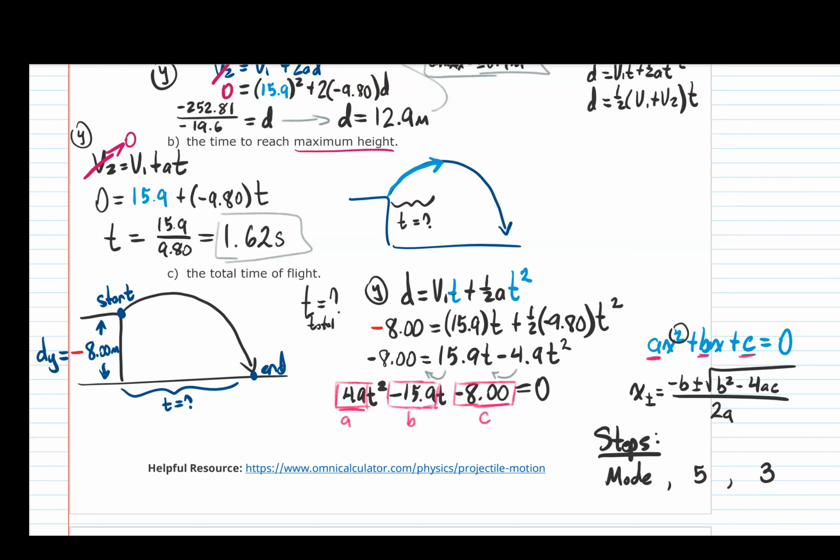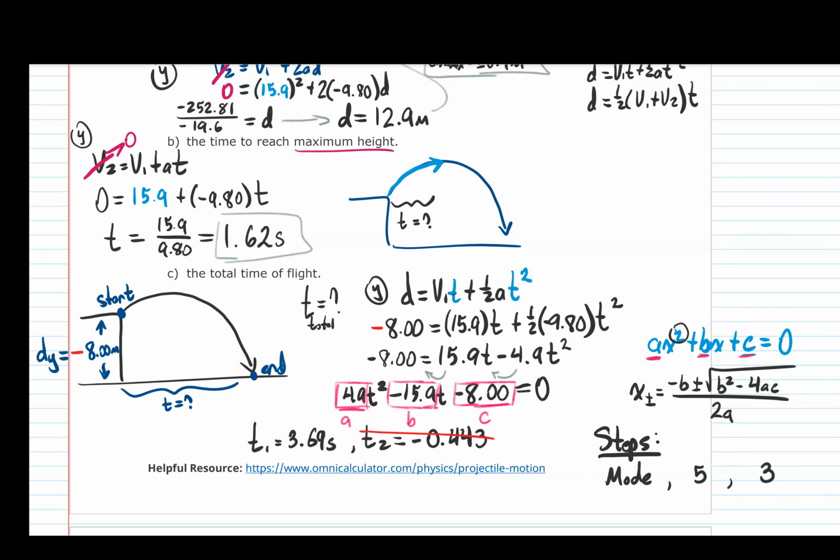So I'm going to do that now. You can do it with me if you want. 4.9 for A, negative 15.9 for B, negative 8 for C. I've got them all in. I'm going to hit enter. And it says X1, which is our T1. T1 is 3.69. That sounds promising as a time. T2, I'm going to press enter again, is negative 0.44 with a 3 for three sig figs.